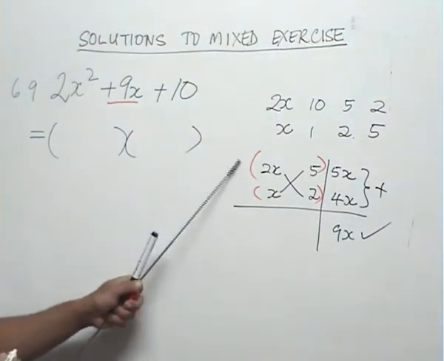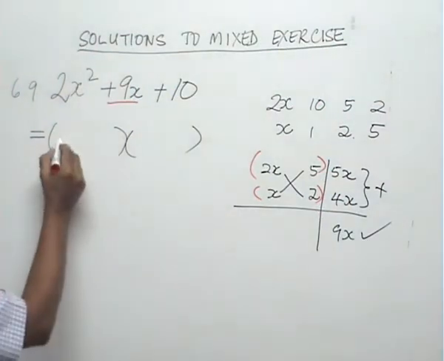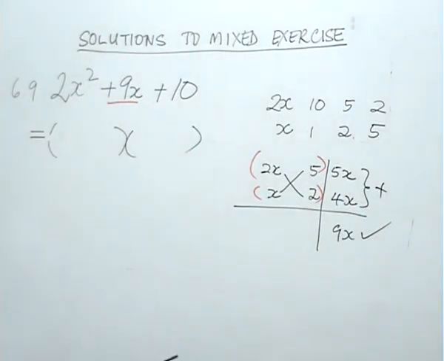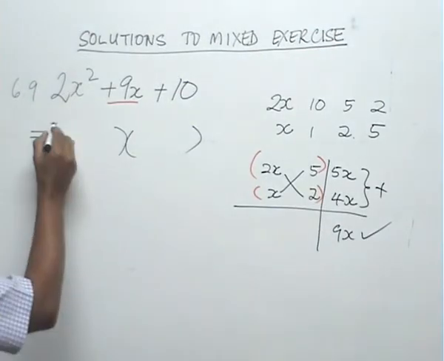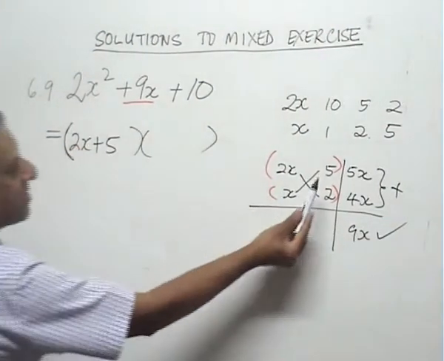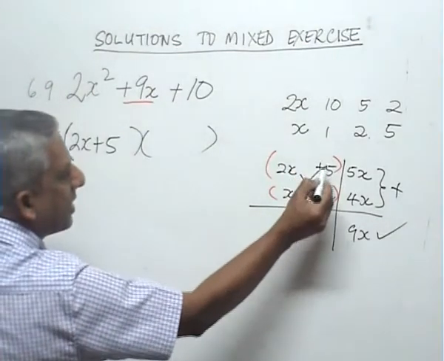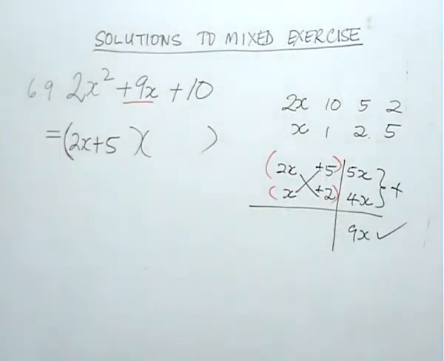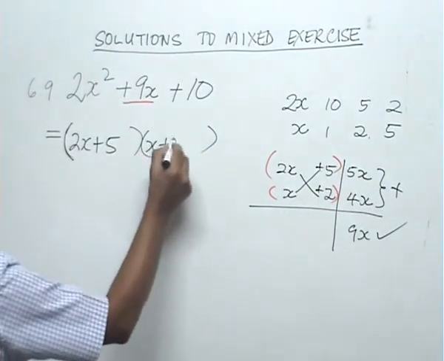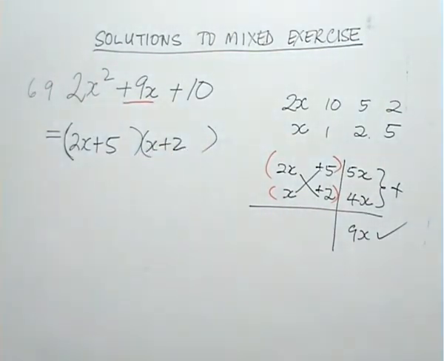So what happens? The top two will go in one bracket and the bottom two will go in another bracket. So if you take the top two, you'll get 2x plus 5. Now remember, the plus sign is understood here. We're not writing the plus sign because plus is understood. So it's 2x plus 5 into x plus 2.